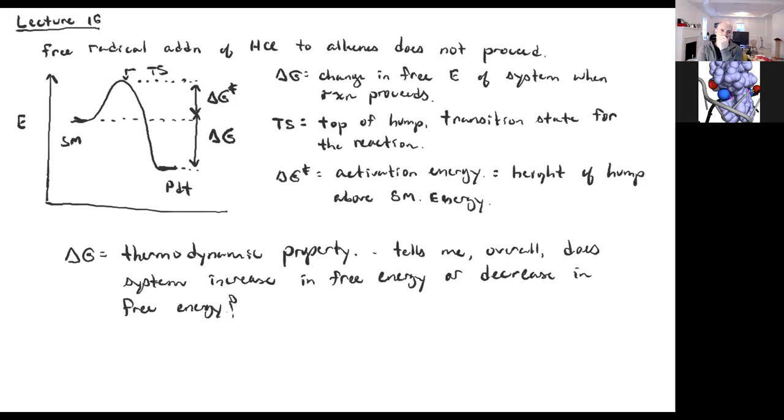And when the products are lower in energy than the starting materials, the overall delta G is going to be negative. So delta G equals the free energy of the products minus that of the starting materials. And so if the starting material is greater, you end up with a negative number. And so negative delta G is what we call an exothermic reaction. Positive delta G is endothermic.